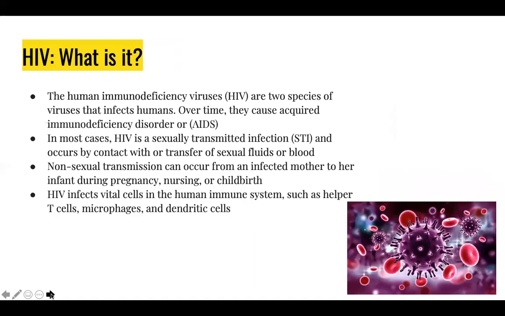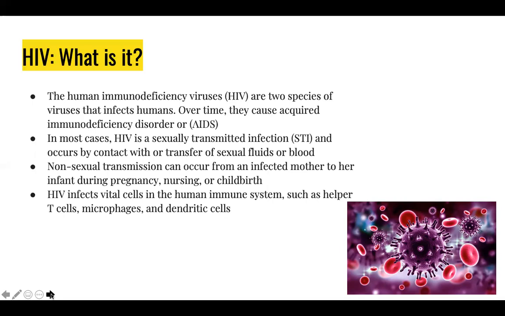HIV. What is it? The human immunodeficiency virus, aka HIV. There are two species of viruses that infect humans. Over time, they cause acquired immunodeficiency syndrome, or AIDS. In most cases, HIV is a sexually transmitted infection, also known as an STD, and occurs by contact or transfer of sexual fluids or blood. Non-sexual transmission can occur from an infected mother to her infant during pregnancy, nursing, or childbirth.